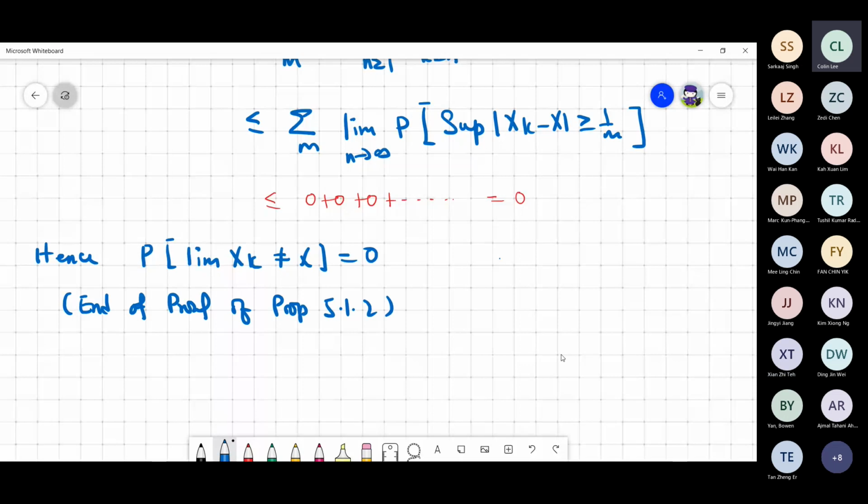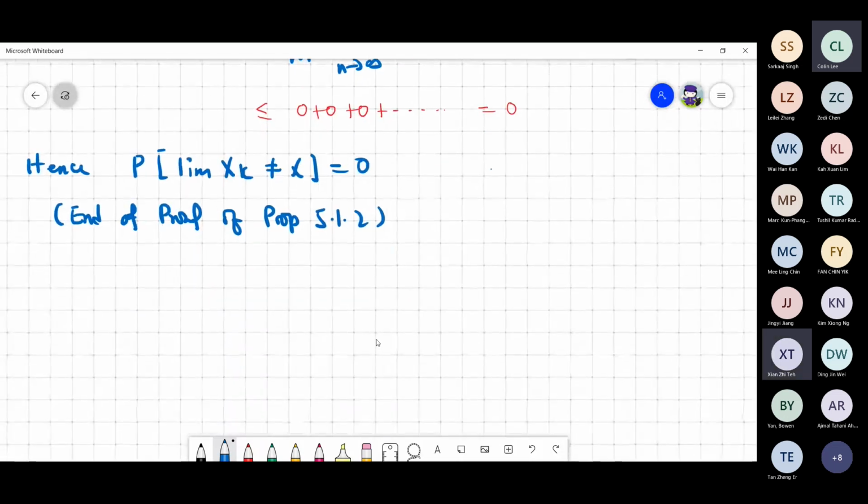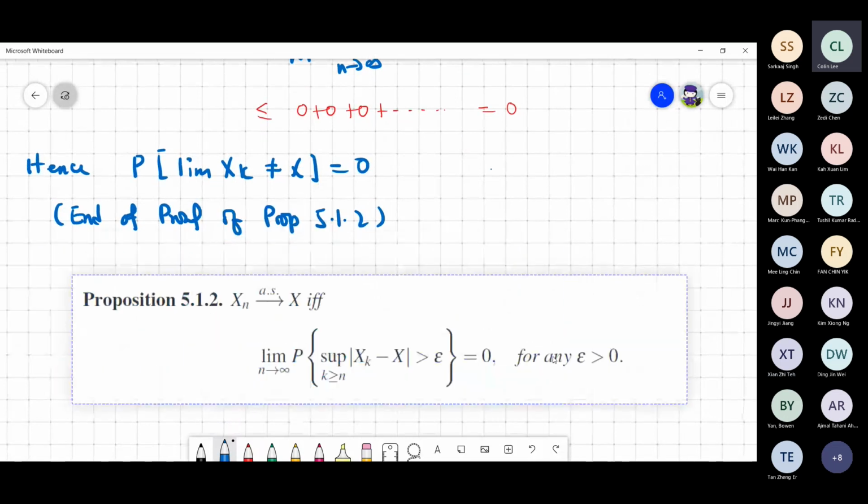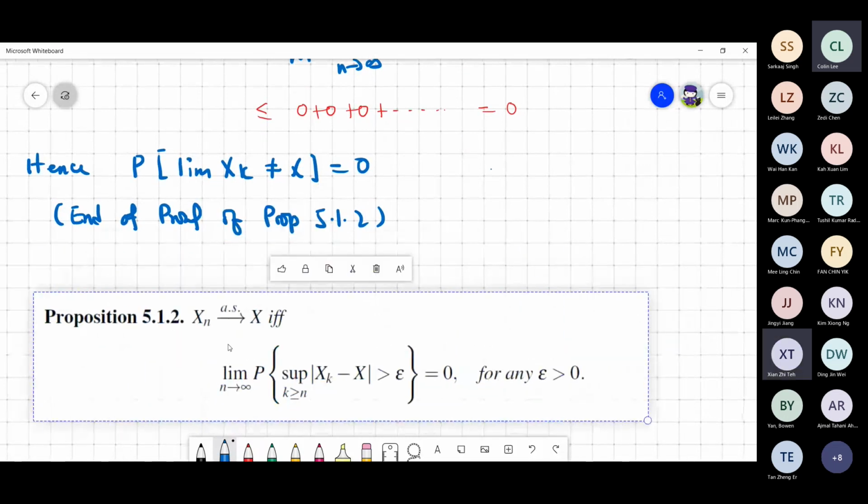Okay, anyway, just to let you have a look once again, the statement for this proposition. Okay, so here's the statement. This statement says that xn converges to x almost surely if and only if I have this.